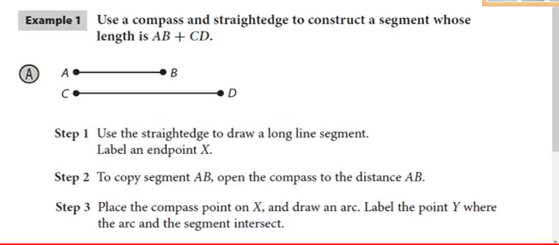So first we're going to use a straight edge to draw a long line segment. So for me on here, I don't need an actual tool that's a straight edge. This will automatically do a straight line for me. You would just use a ruler or anything straight, like the straight part of your protractor, a ruler, the side of your ID card, whatever. Anything that is straight, you can make a straight line with. Label an endpoint X.